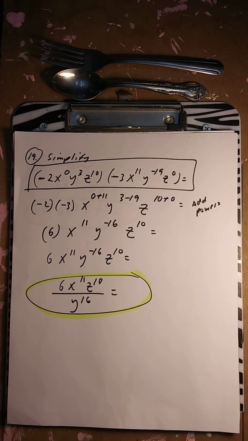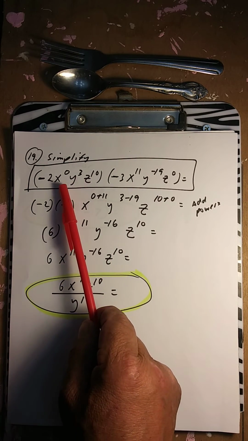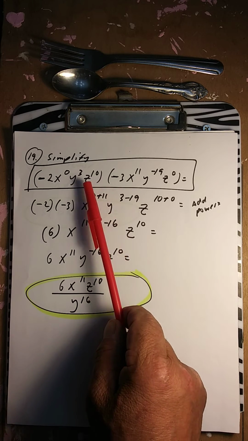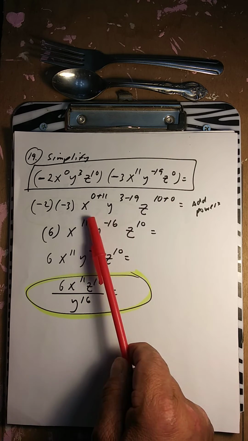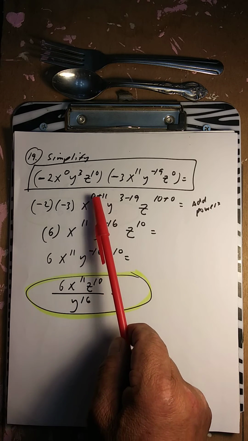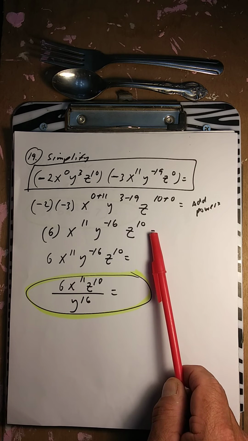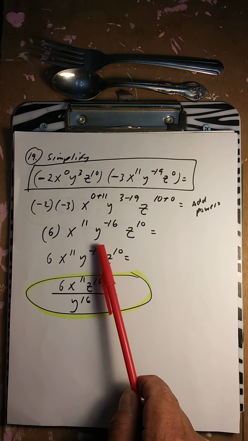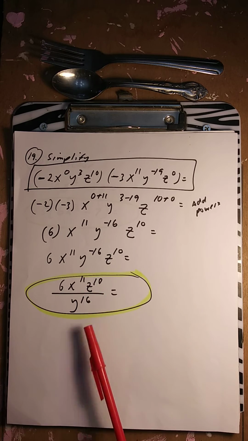That's this one. Multiply the numbers. Negative 2 times negative 3. The powers, we add them. X to the 0 plus 11, negative 3 plus negative 13, and 10 plus 0. So 6, x to the 11, y to the negative 16, z to the 10. This number, you rewrite it, bring it to the bottom. So you have 6x to the 11, z to the 10 over y to the 16.